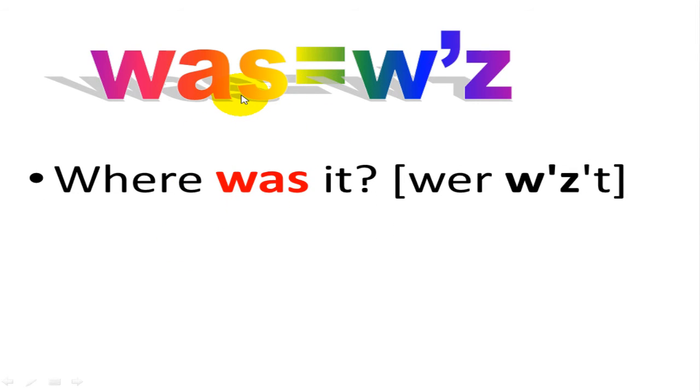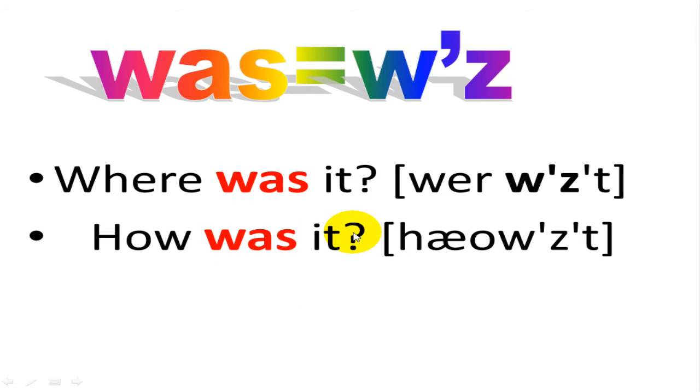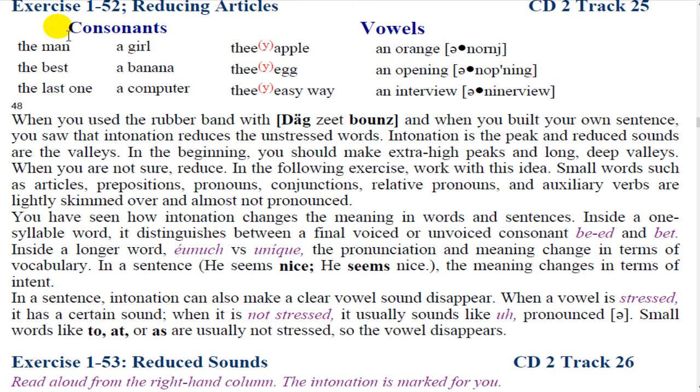Was. British was. American was. Where was it? How was it? Look here, was. Exercise 152, reducing articles. The man, a girl, the apple, an orange, the best, a banana, the egg, an opening, the last one, a computer, the easy way, an interview.